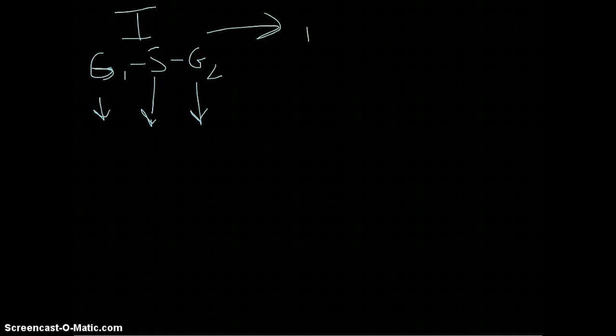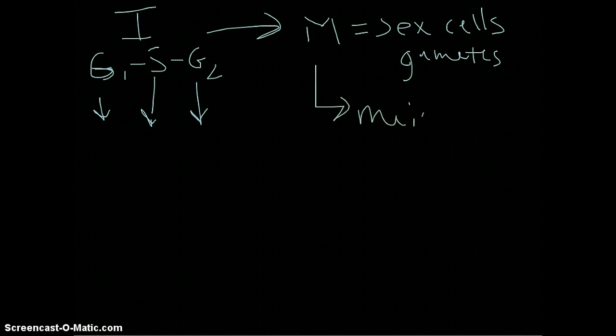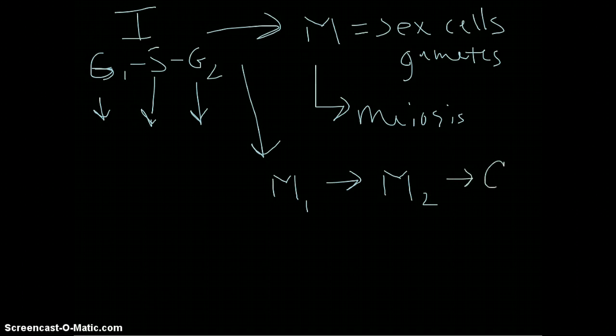From there, now we're going to go into another M phase, but instead of division of the nucleus of mitosis of a body cell, now we start to divide sex cells, and in particular, these are called gametes. So this process is known as meiosis. So we go through this process here, we go to M1, which is meiosis 1, then it will go through a whole process again, M2, and then we'll end with the cytokinesis again, ending with our 4 cells that we saw in the first video.